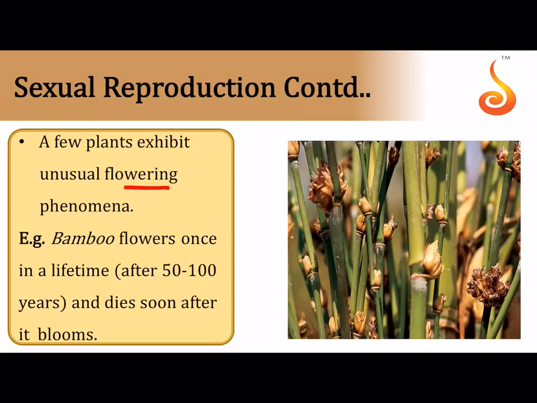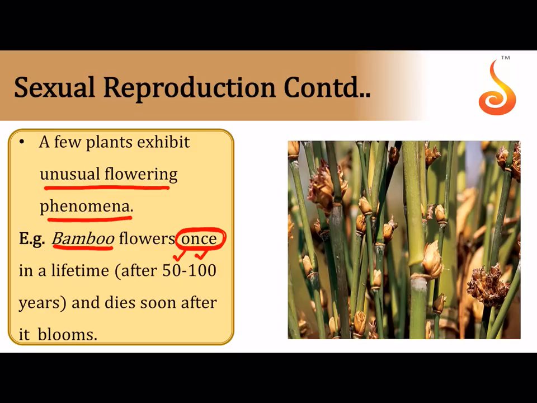There are a few plants which exhibit unusual flowering phenomenon. See, a bamboo becomes sexually mature after 50 to 100 years, and very soon after that it dies. It flowers only once in its lifetime. I'm using the word it becomes sexually mature because you know that if a plant is flowering, that means it is in which phase of its life? Yes, reproductive phase. So a bamboo plant takes 50 to 100 years to become reproductively active, and then when it flowers, soon after that it dies.